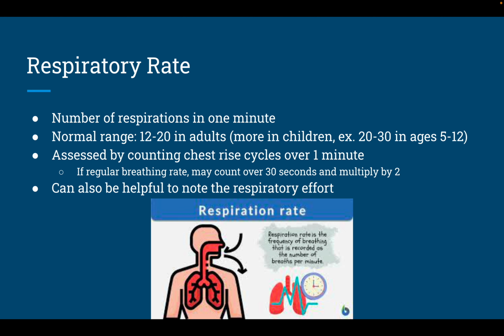In doing this assessment, if it's a regular respiratory rate, you may think about counting over 30 seconds, multiplying by 2, or even counting over 15 seconds and multiplying by 4. But you've got to think about the regularity, how important an accurate measurement is, and how quickly I need that information. It can also be helpful in this situation to note the respiratory effort. Normal respiration is effortless, it's quiet. And so somebody who's very noisy or very strained, working really hard to breathe, that's all important to know.